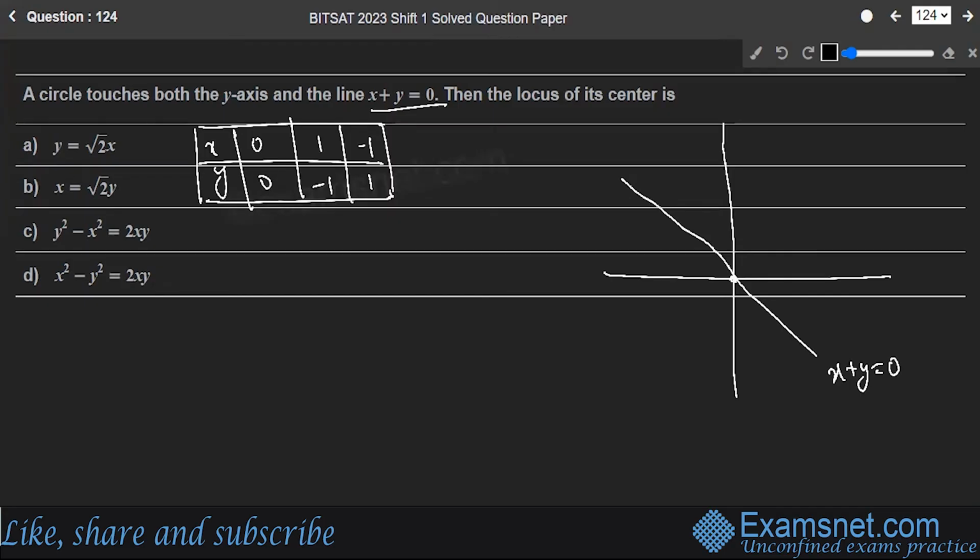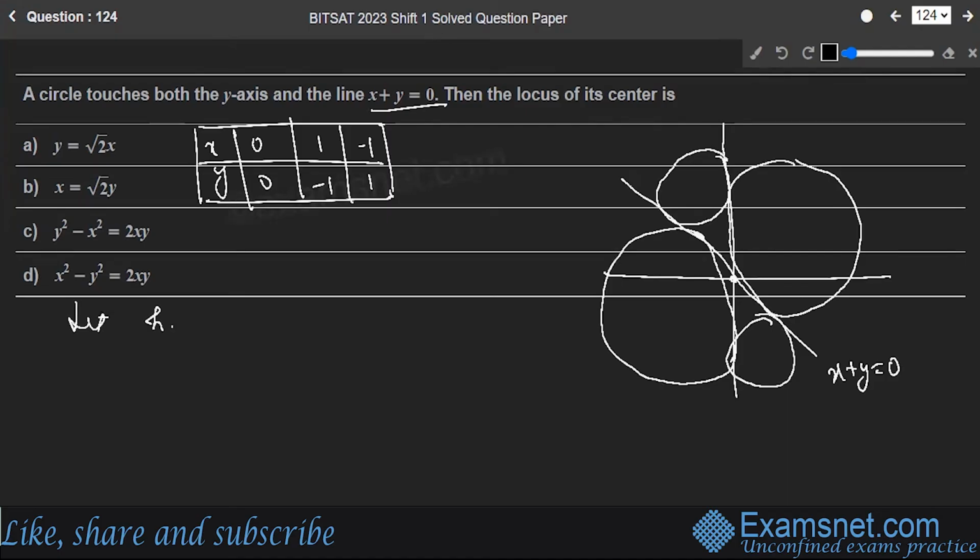Now, how will the circle look like? The circle can have these positions. It is touching the x-axis and this line. So the circle can be this, or the circle can be this, or this can be the circle, or this. So you have to find out the locus of all these points, right?